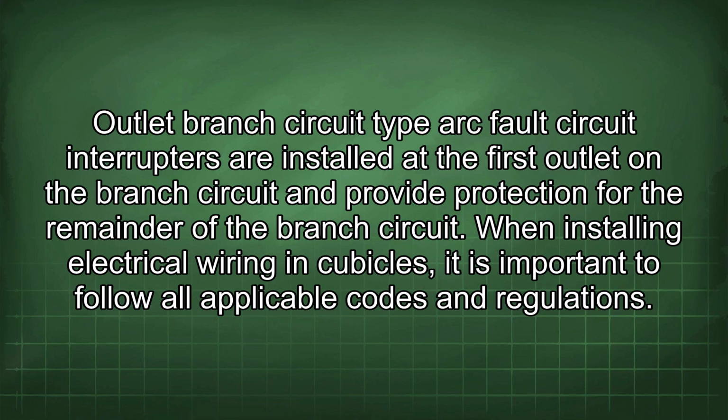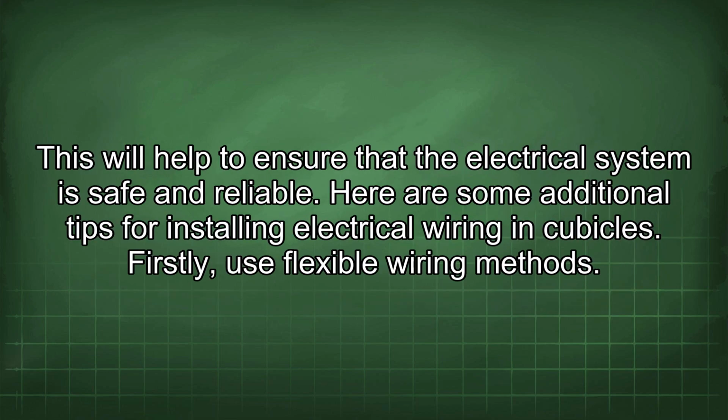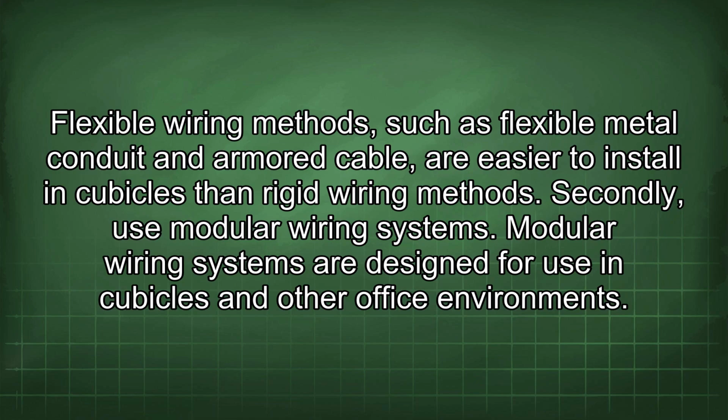When installing electrical wiring in cubicles, it is important to follow all applicable codes and regulations. This will help to ensure that the electrical system is safe and reliable. Here are some additional tips for installing electrical wiring in cubicles. Firstly, use flexible wiring methods. Flexible wiring methods, such as flexible metal conduit and armored cable, are easier to install in cubicles than rigid wiring methods. Secondly, use modular wiring systems.